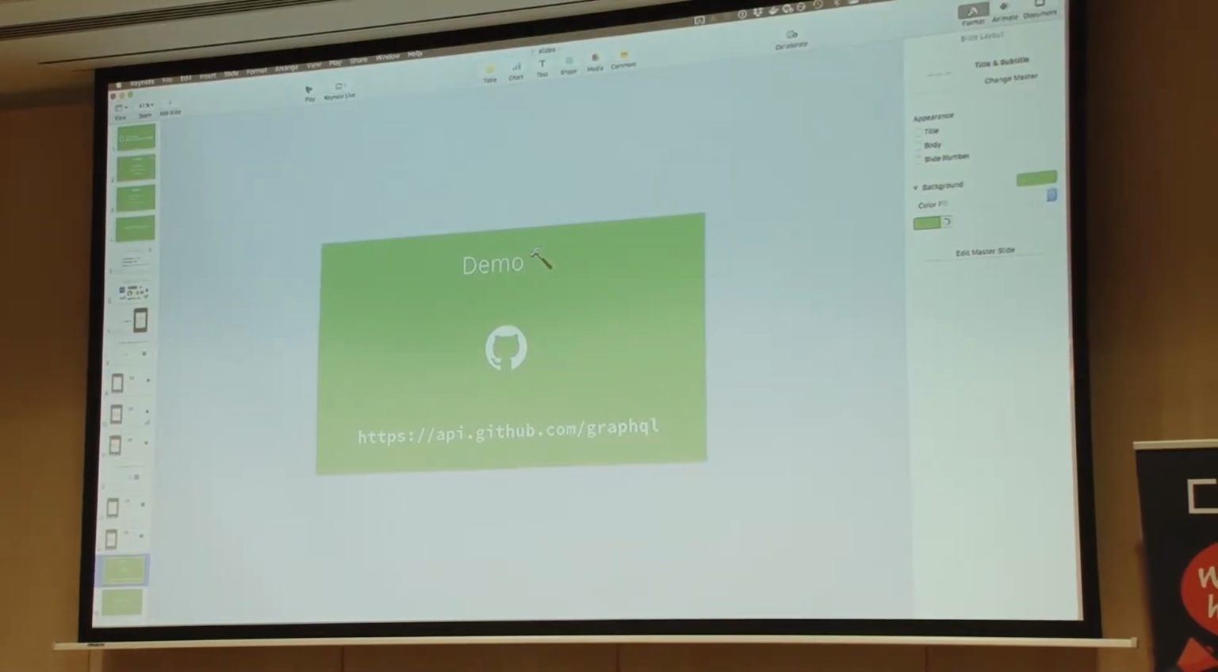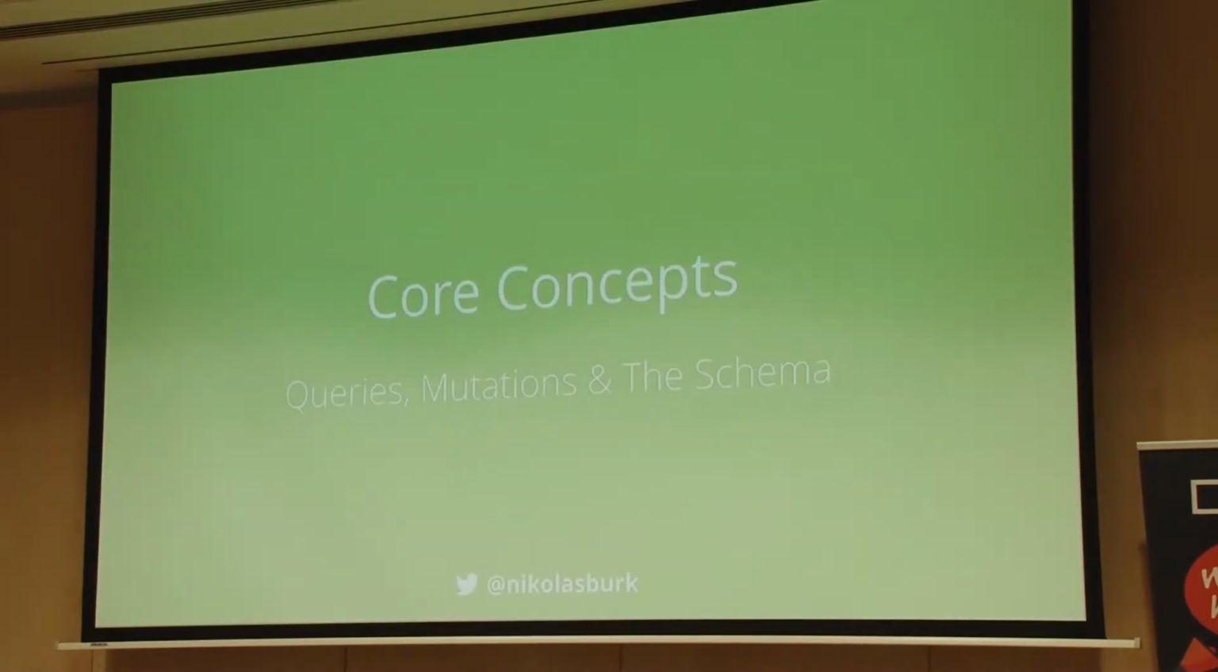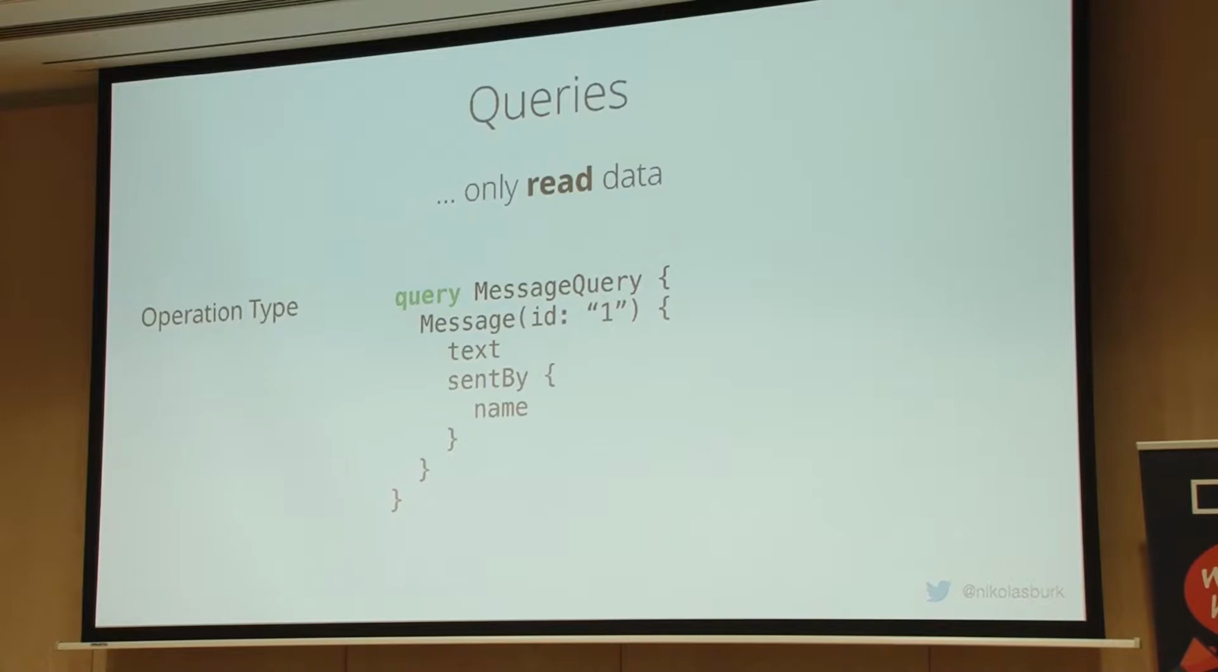All right, let's go back to the slides and talk about the core concepts of GraphQL, and in particular, queries, mutations, and the GraphQL schema. So the first part to understand about queries is that queries only read data from the backend. What you saw on the slide before and what you saw on the playground, these were GraphQL queries that you can send to the server.